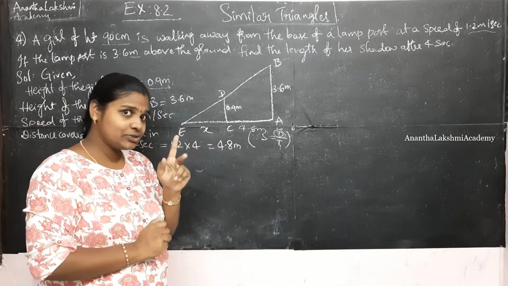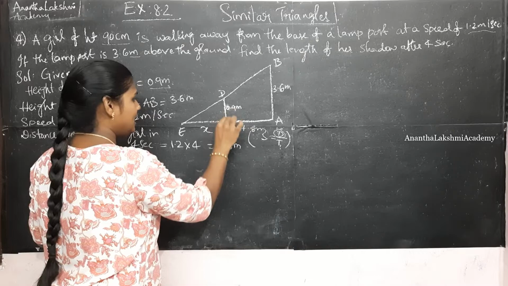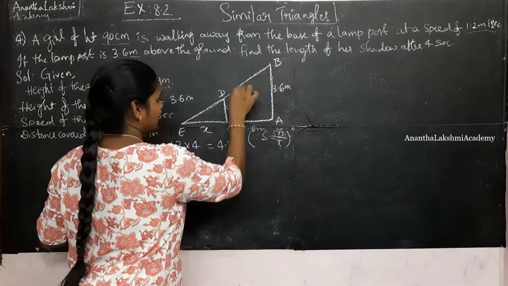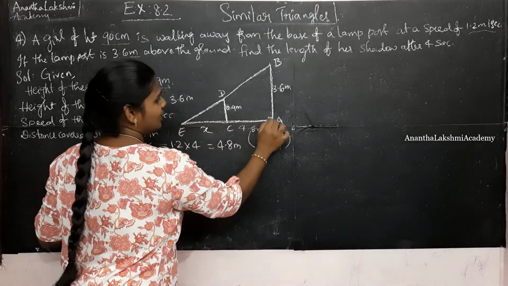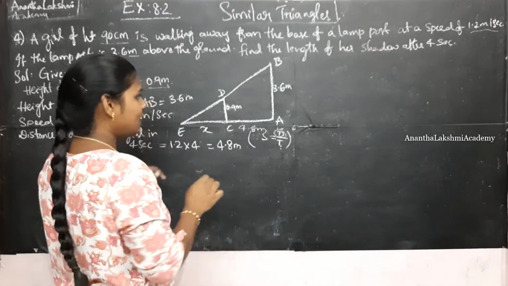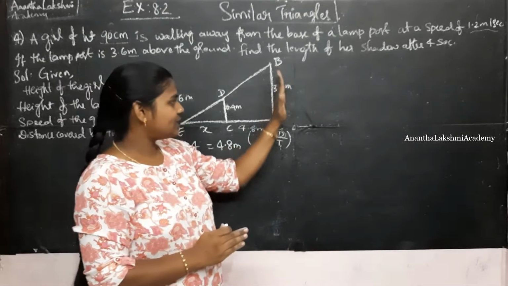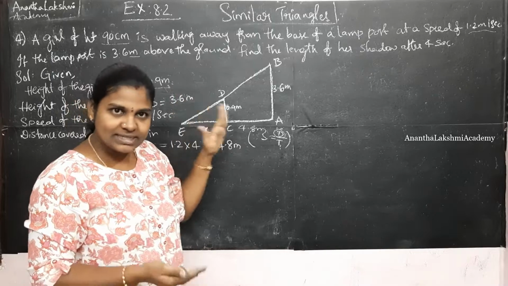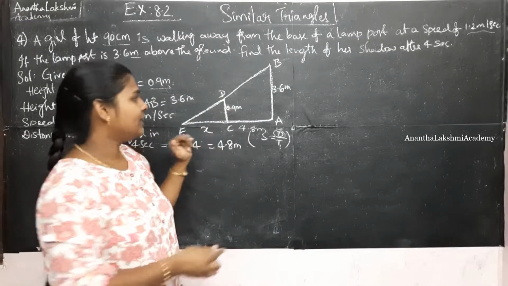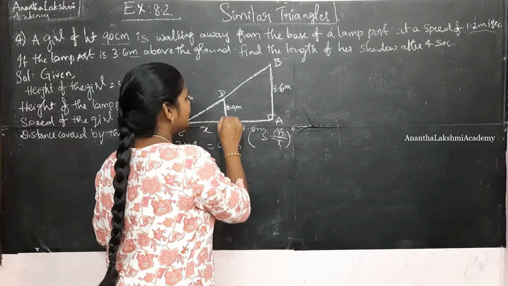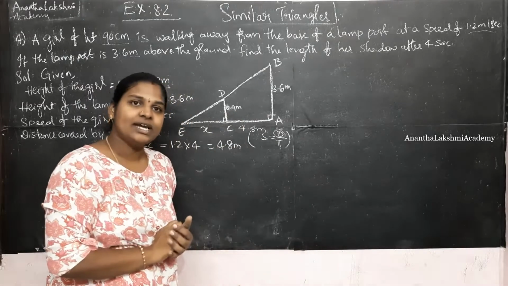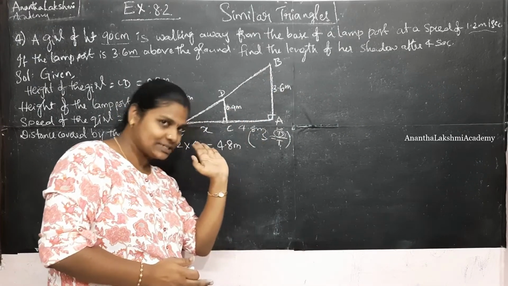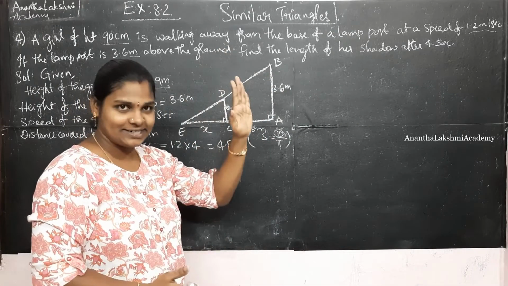At least 2 triangles you should be able to see. One is CDE, and the other is ABE. Here if you observe, this lamp post is perpendicular to the ground and this girl is also standing on the ground, meaning she is in a perpendicular direction. So this angle is going to be 90 degrees and this angle also is going to be 90 degrees, because you don't put a lamp post at 60 degrees or 45 degrees, right? We put the lamp post at 90 degrees itself.